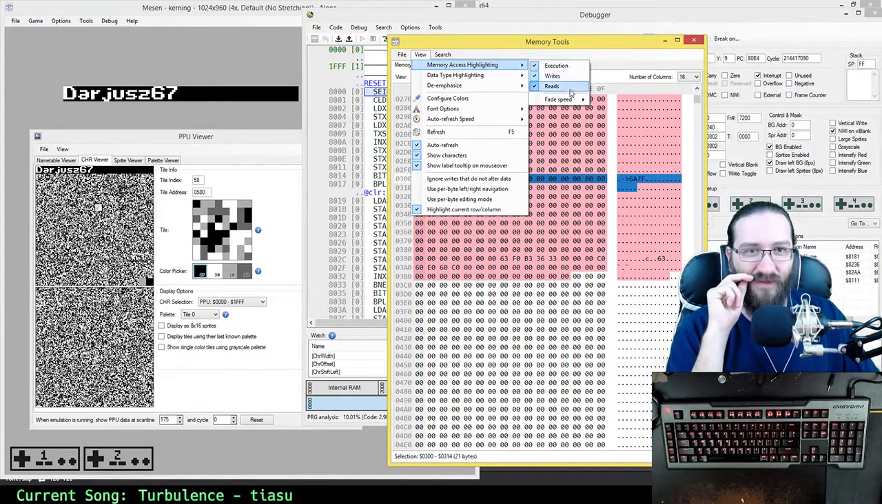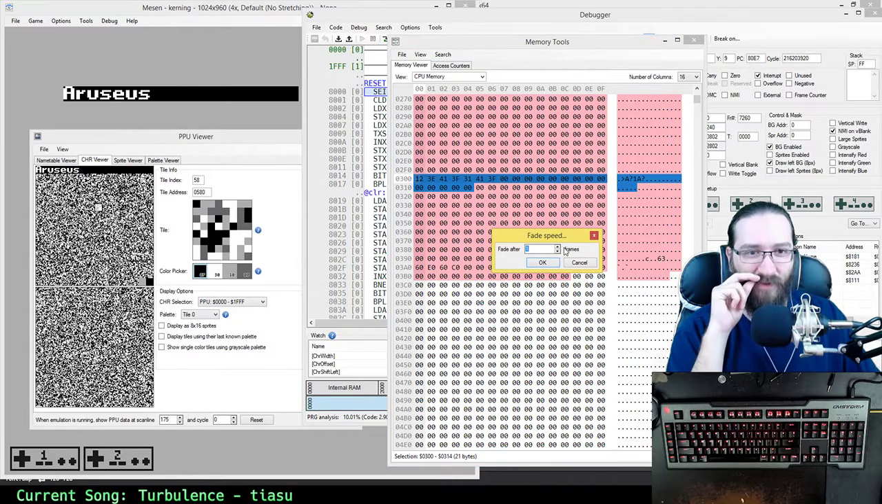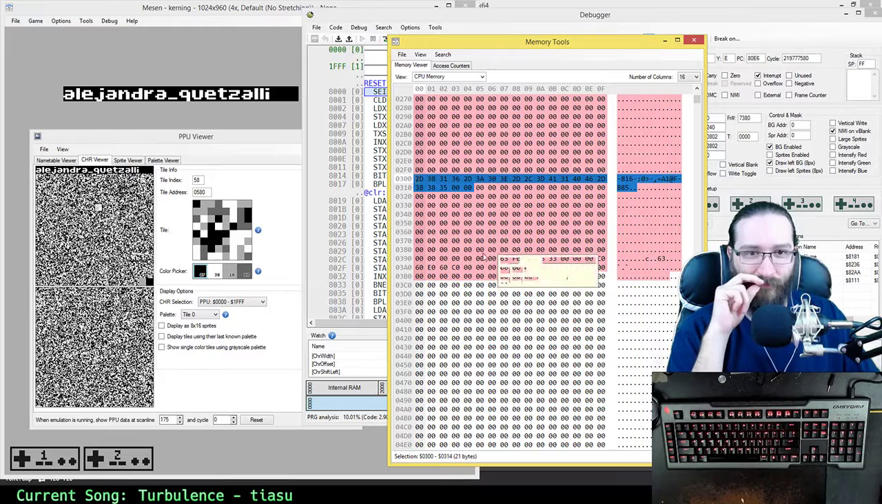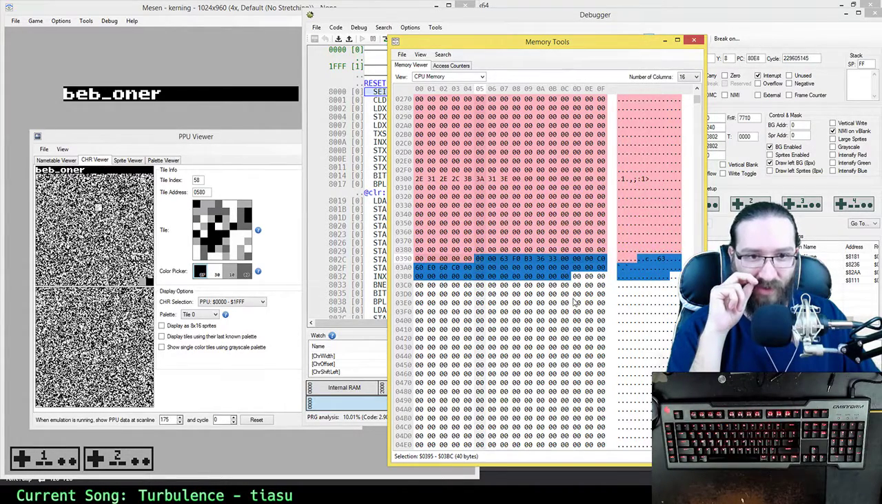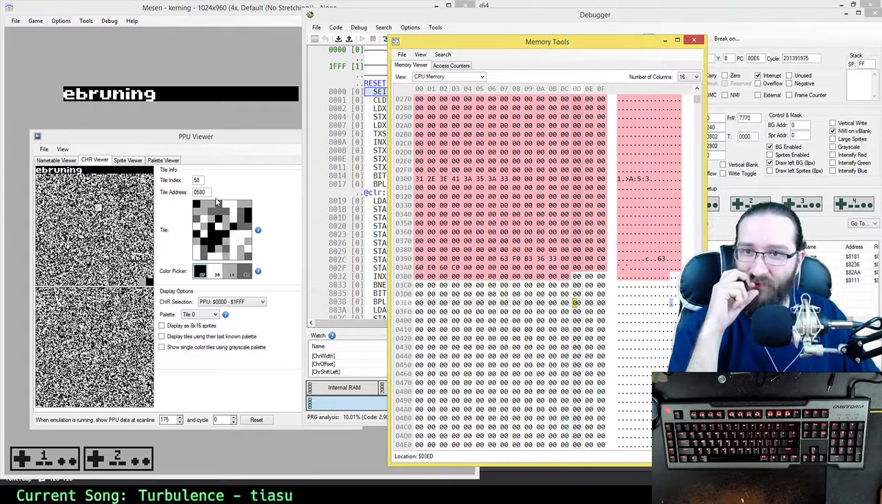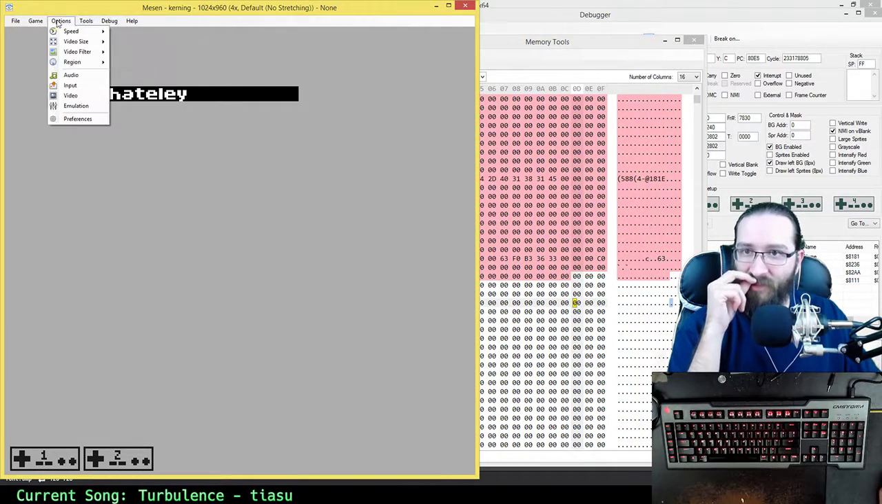De-emphasize. Fade speed. Custom. 8 frames. Goes on to here. 127. Alright, so I don't know what these were, but I guess they were part of a tile. So let's speed up a little bit. Back to normal speed.